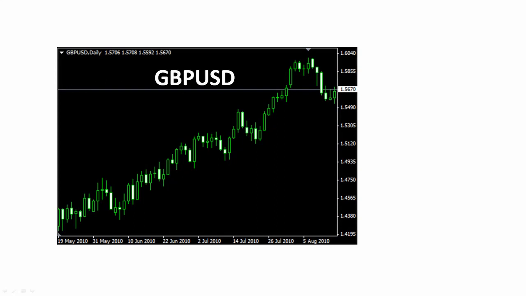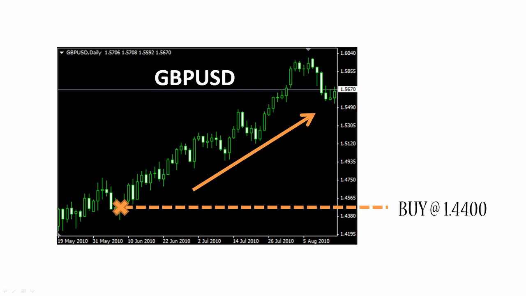Let's look at a British pound dollar example. And here we can see an upward trend. Let's assume that a bull trader bought at that point in time marked by the cross, and the transaction was conducted at a quoted price of 1.4400 for the British pound US dollar currency pair. As we recall from one of the previous tutorials, this means that at that point in time every single British pound was worth 1 American dollar and 44 American cents.